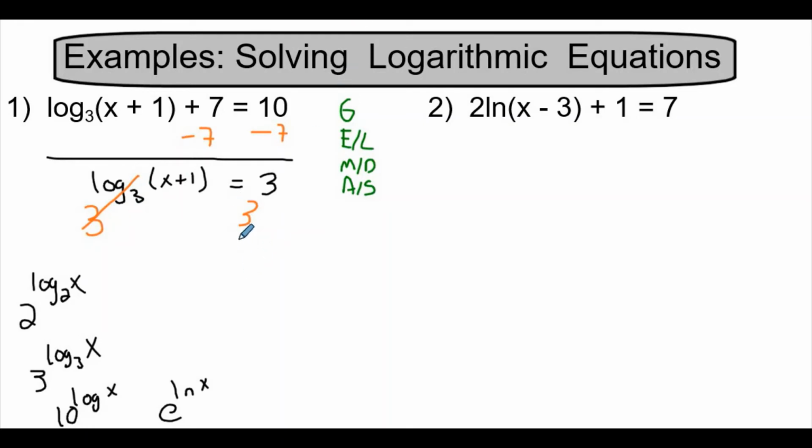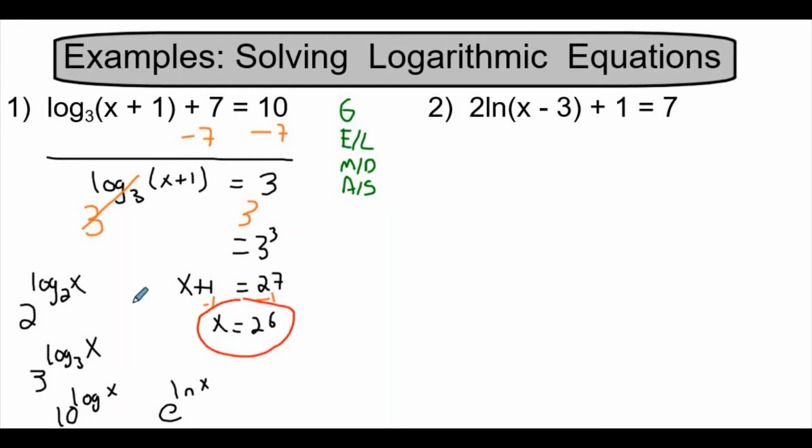But over here, you have to understand that this is actually 3 to the 3rd power, which would be 27. Everything else just drops down, and then I subtract 1, and the answer is 26. So how do you know it's the answer? It's very important to check your stuff.